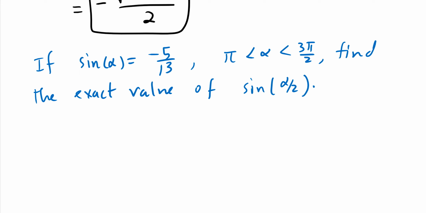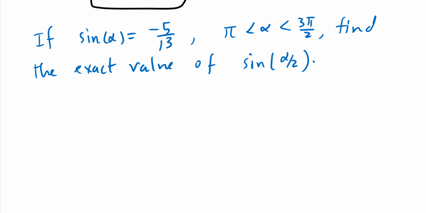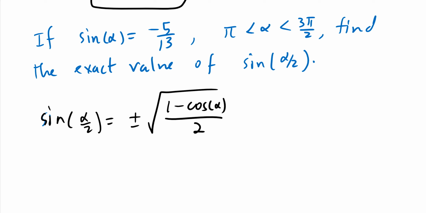The first thing we do is write down the formula for sine alpha over 2. This is plus or minus the square root of 1 minus cosine alpha over 2. So to get sine alpha over 2, we need to know cosine alpha. I have sine, so how do I get cosine? I always try to do a triangle. Sine is the opposite over the hypotenuse, so this is 12.